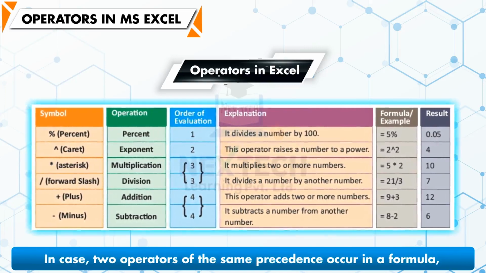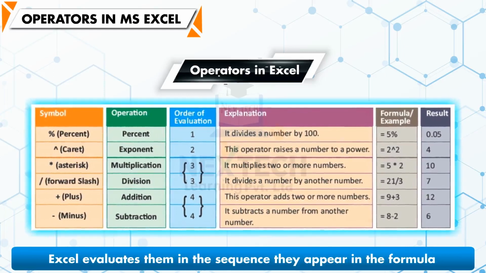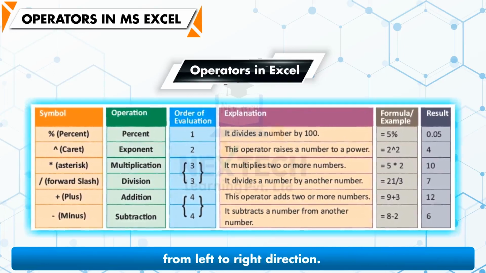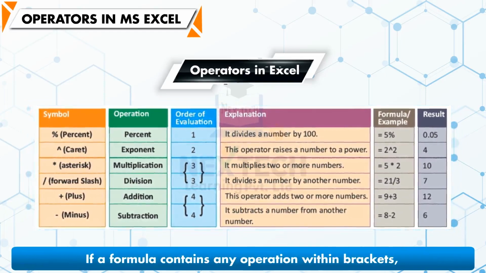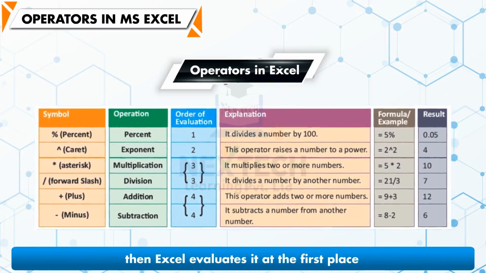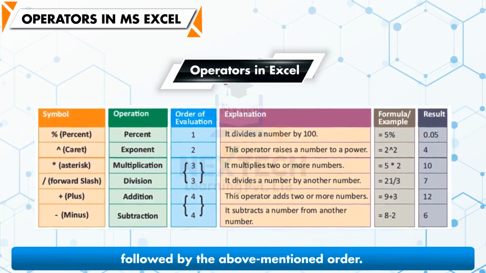Rules. In case two operators of the same precedence occur in a formula, Excel evaluates them in the sequence they appear in the formula from left to right direction. If a formula contains any operation within brackets, then Excel evaluates it at the first place, followed by the above-mentioned order.